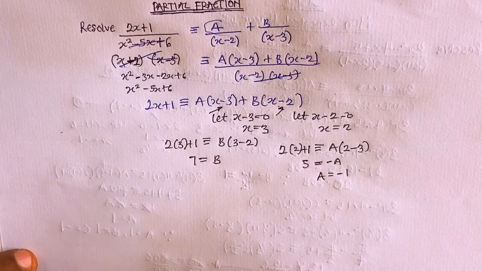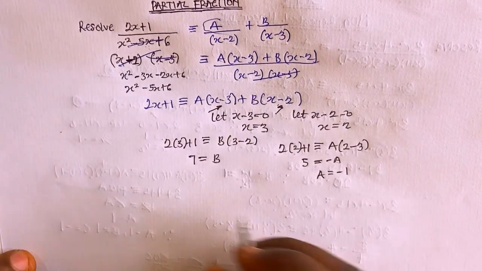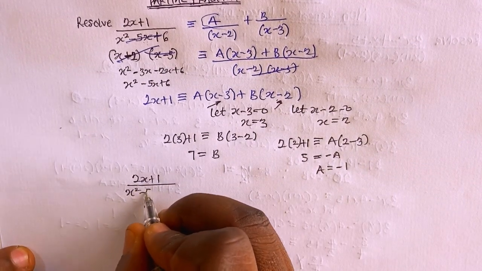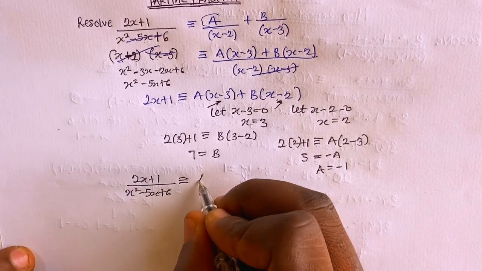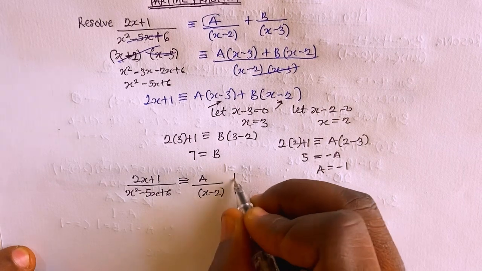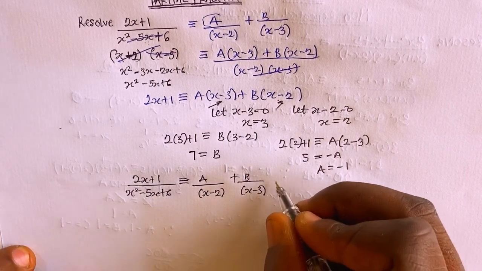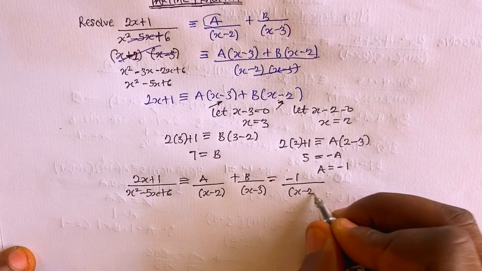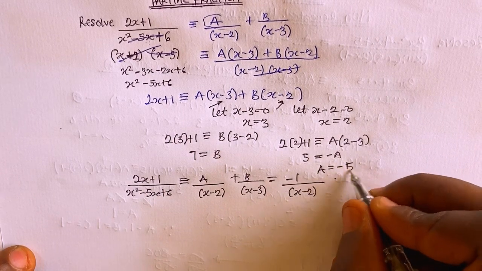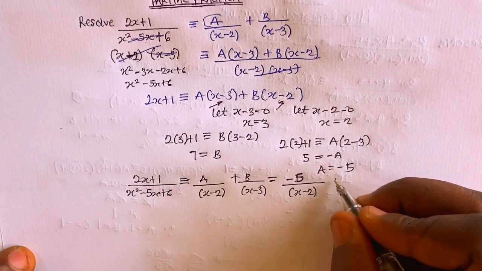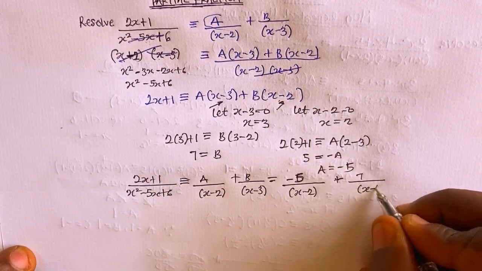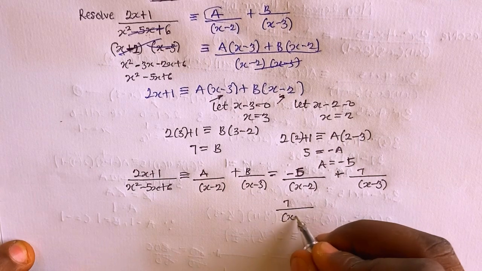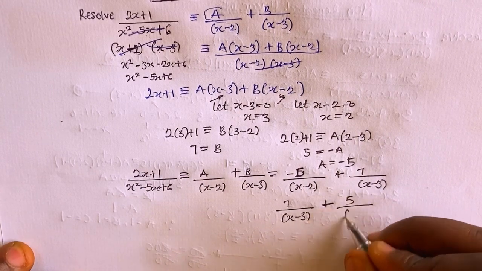Since my A equals minus 5, I will come back to the question and rewrite the expression. The expression is 2x plus 1 divided by x squared minus 5x plus 6, which I said is equivalent to A over (x minus 2) plus B over (x minus 3). Then this expression is now equal to minus 5 divided by (x minus 2) plus 7 divided by (x minus 3). I can interchange and have it as 7 over (x minus 3) minus 5 over (x minus 2).